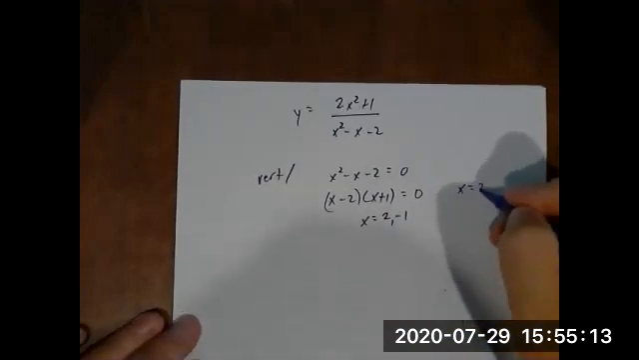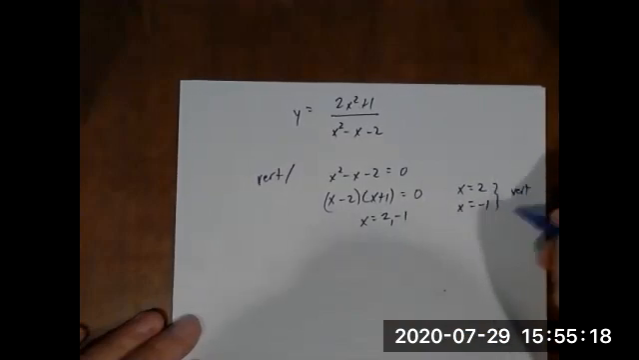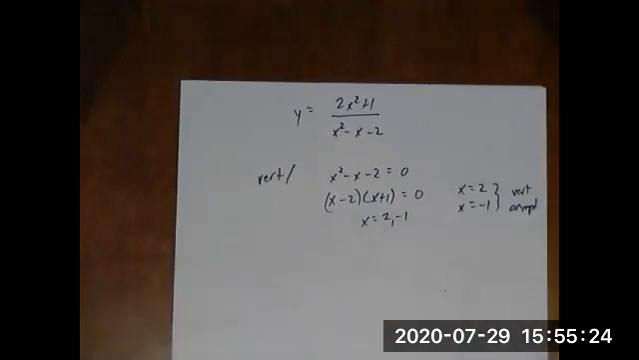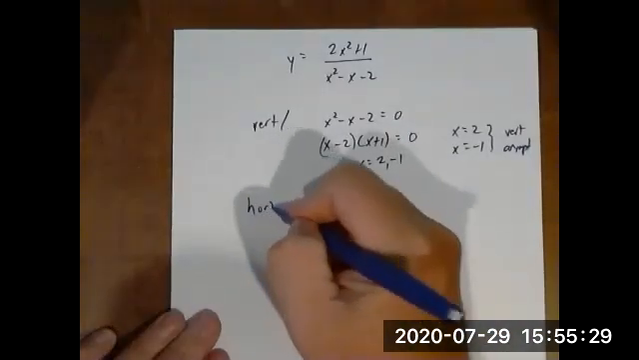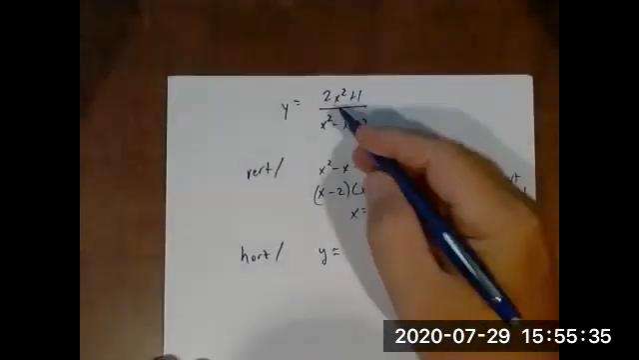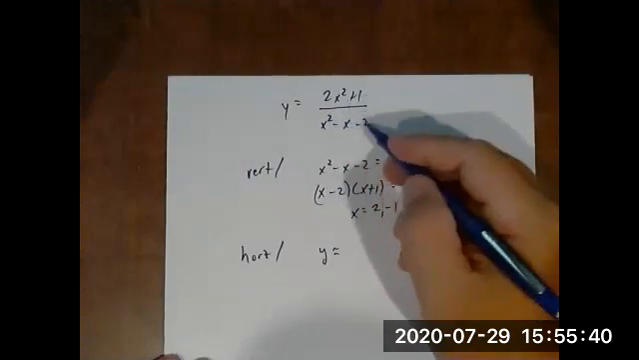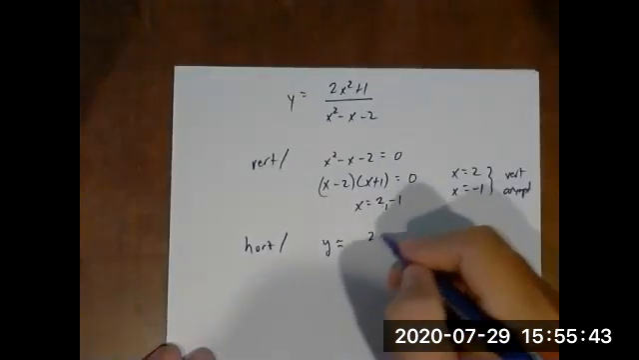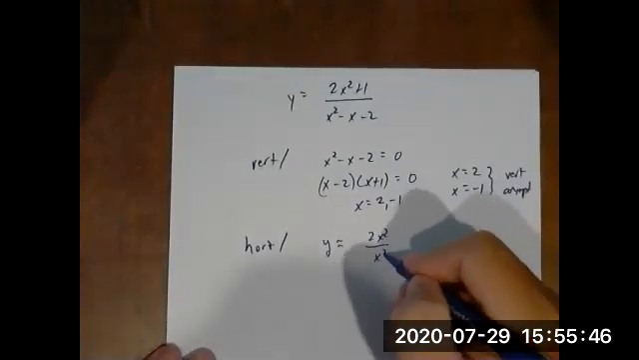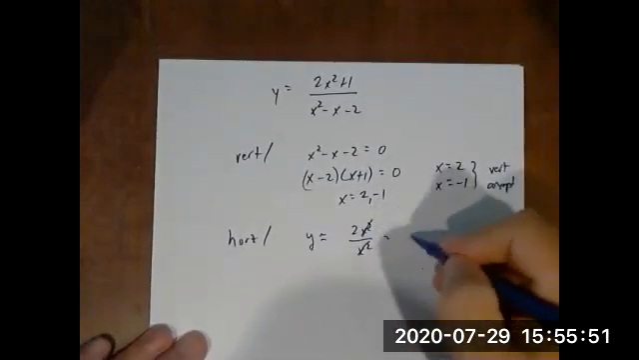Therefore, 2 vertical asymptotes, x equals 2, x equals -1. Horizontal, we'll reduce this down to leading terms. The top, you get rid of the 1. The bottom, you get rid of these 2. So you're left with 2x squared over x squared. Now when you cancel, x squared and x squared cancel out, and what are you left with? 2.